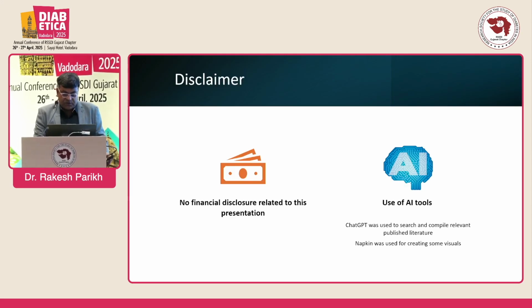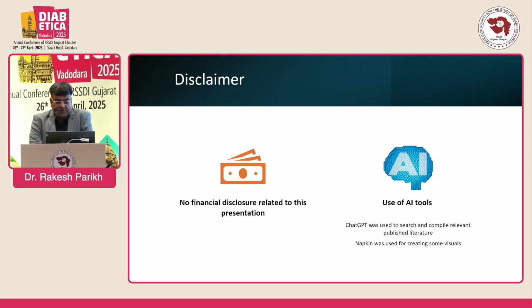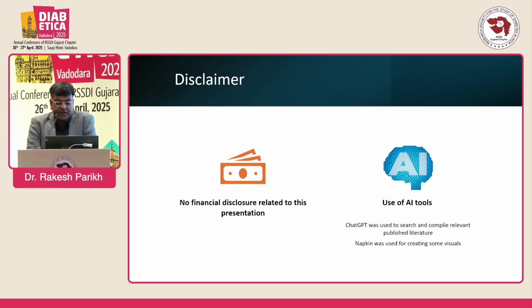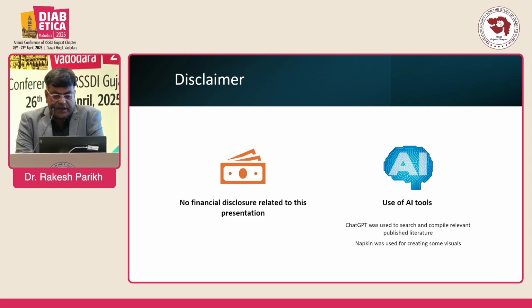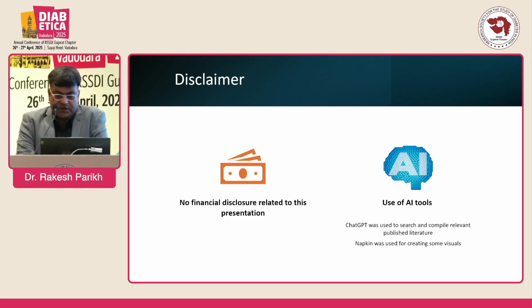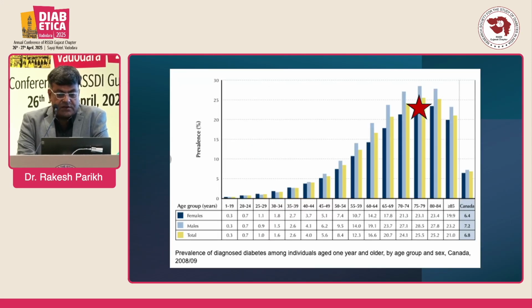These are my disclaimers. There is no financial disclosure, and these are not AI generated slides. I might have used ChatGPT for getting the correct articles, and Napkin is a tool that I use for creating some visuals. Other than that, nothing is AI generated.